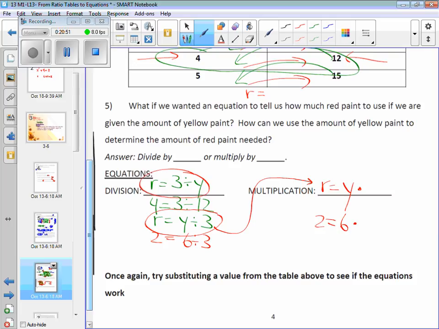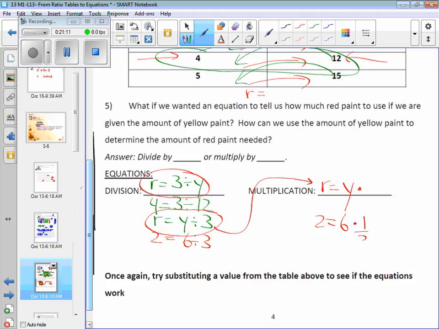Ava, take a stab. What do you think? Close. If it helps you, half of 6 is 3. It's not 2. Let's see if it works.